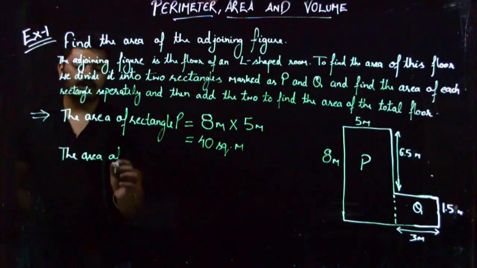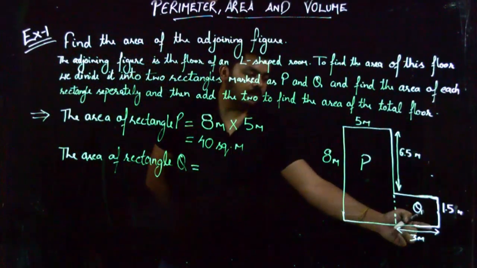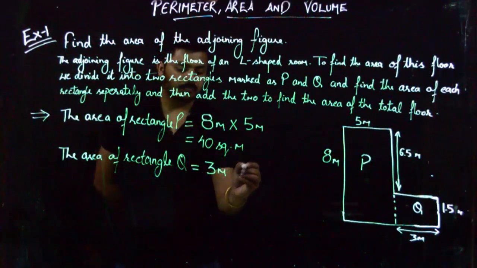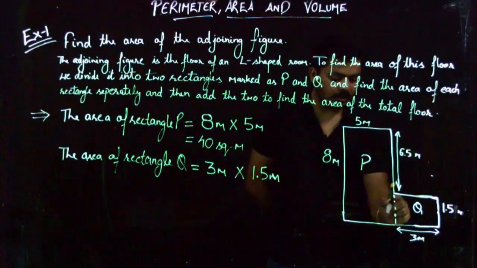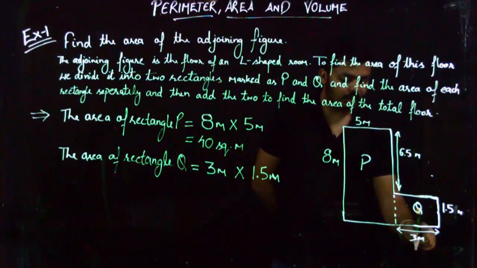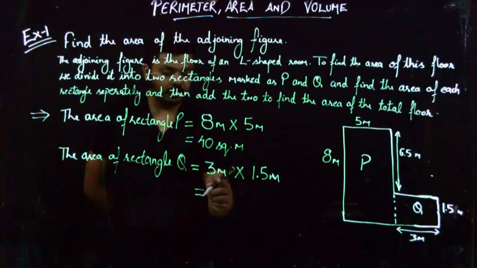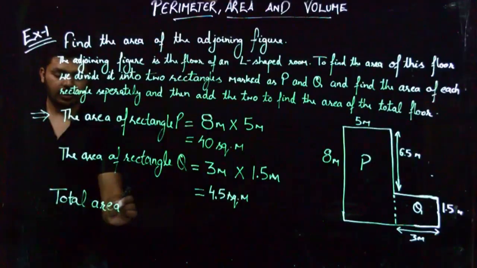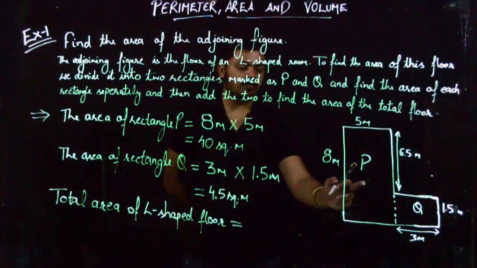So 40 square meter. Now the area of rectangle Q is equal to length 3 meter into 1.5 meter. As in rectangle Q, it is 3 meter and 1.5 meter. So it becomes 3 multiplied by 1.5, 4.5 square meter.